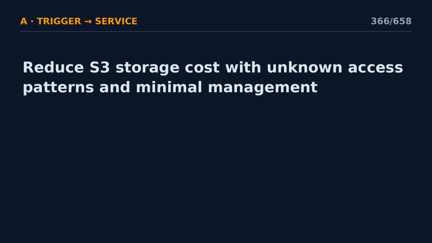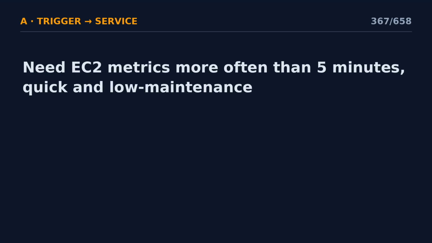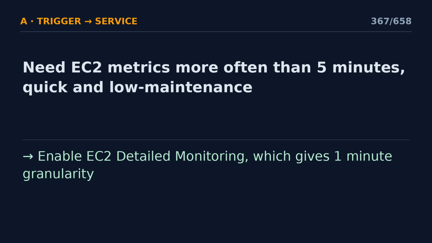Reduce S3 storage cost with unknown access patterns and minimal management. Answer: S3 Intelligent-Tiering. Need EC2 metrics more often than 5 minutes, quick and low maintenance. Answer: Enable EC2 detailed monitoring, which gives 1-minute granularity.